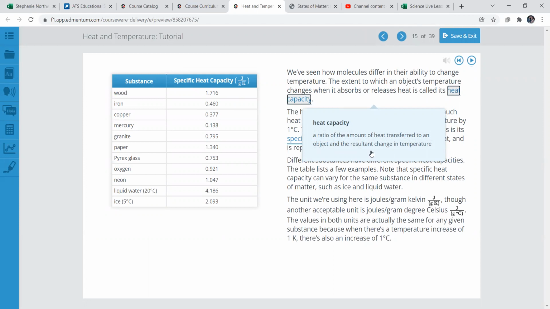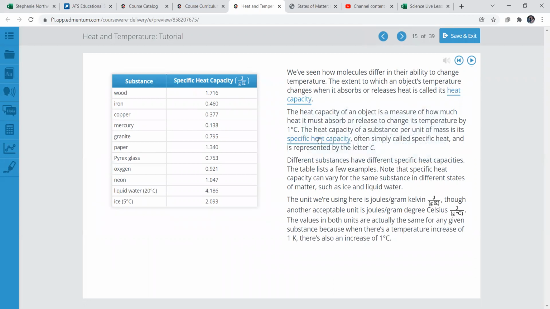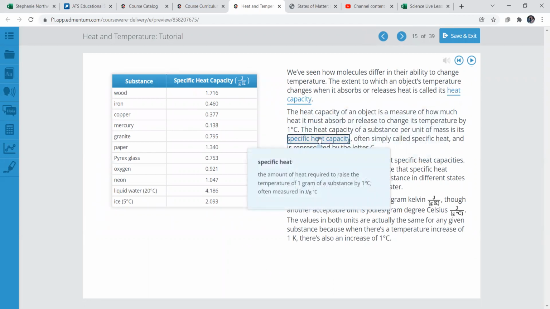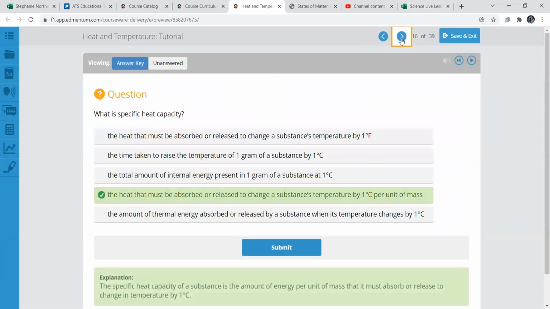Okay, heat capacity: the ratio of the amount of heat transferred to an object and the resultant change in temperature. Specific heat capacity: the amount of heat required to raise the temperature of 1 gram by 1 degree Celsius. So that's specific to whatever object it is. So we'll read this again. Specific heat capacity: the heat that must be absorbed or released to change a substance by 1 degree Celsius per unit of mass.